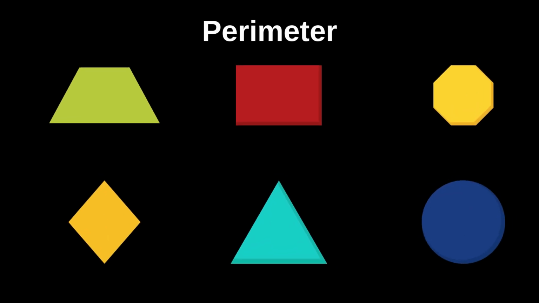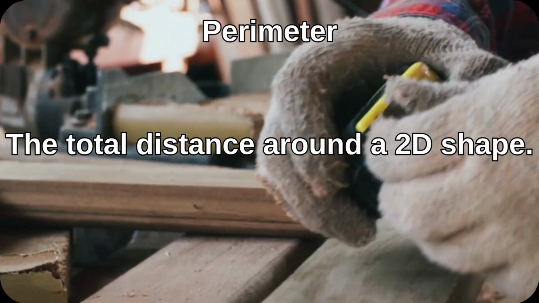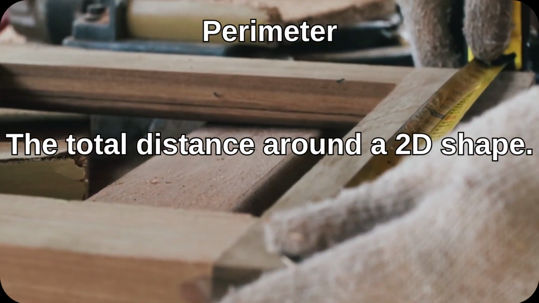Perimeter is the total distance around a two-dimensional shape. Think of it as tracing the outline with a measuring tape.